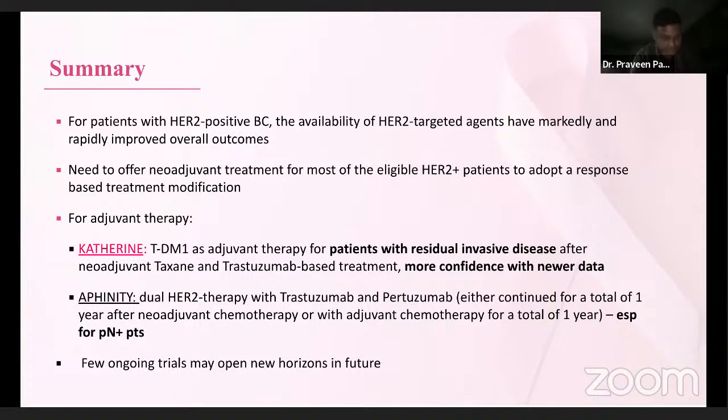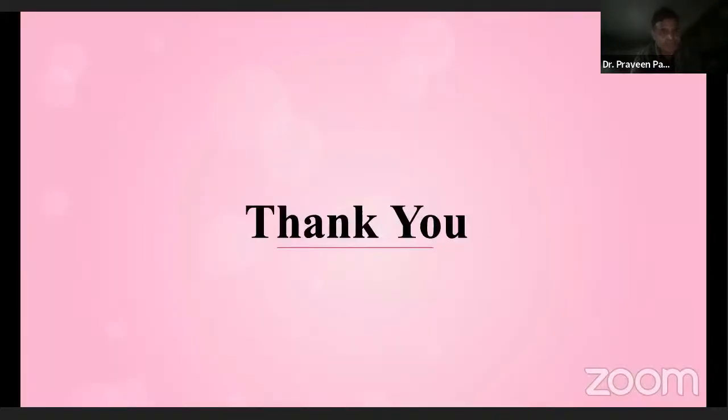To summarize my talk, for patients with HER2 positive breast cancer, the availability of HER2 targeted agents has markedly and rapidly improved the overall outcome. We need to offer neoadjuvant treatment to most HER2 positive patients to adopt response-based treatment modification. For adjuvant treatment, use trastuzumab based on the KATHERINE trial, and based on the APHINITY trial for node-positive disease, consider trastuzumab and pertuzumab in combination with chemotherapy. Thank you so much for listening.